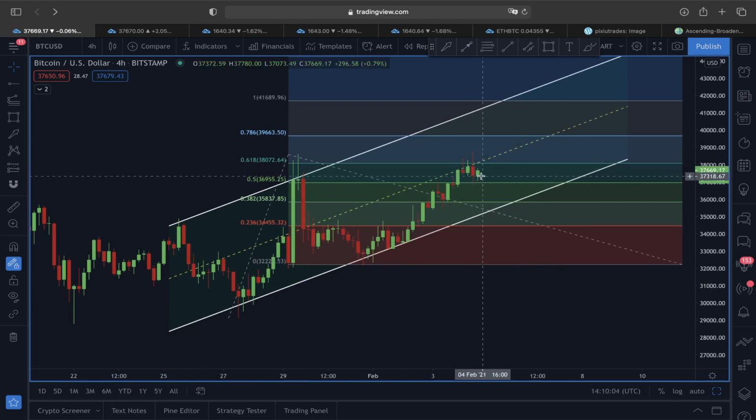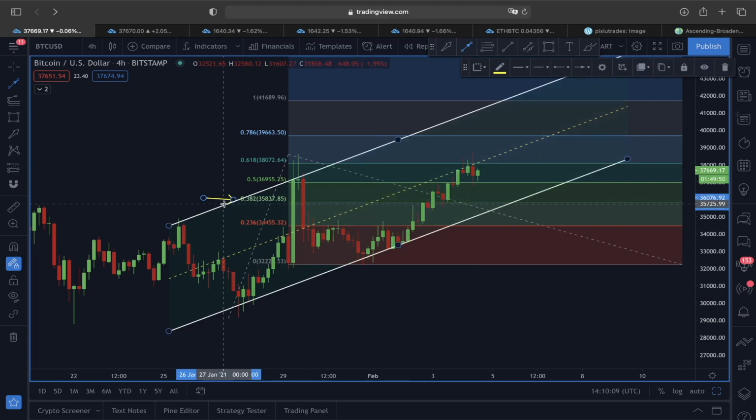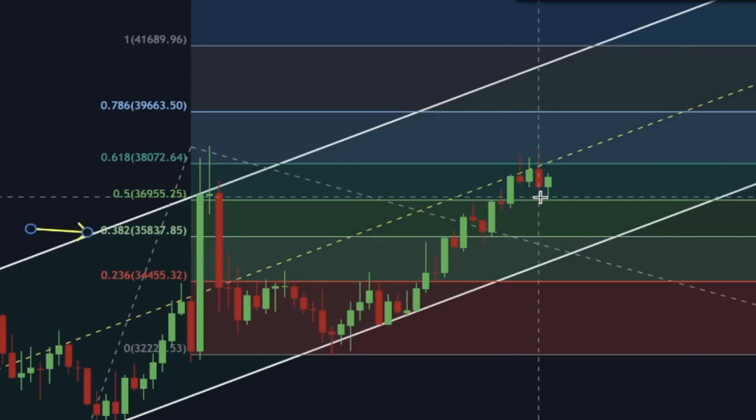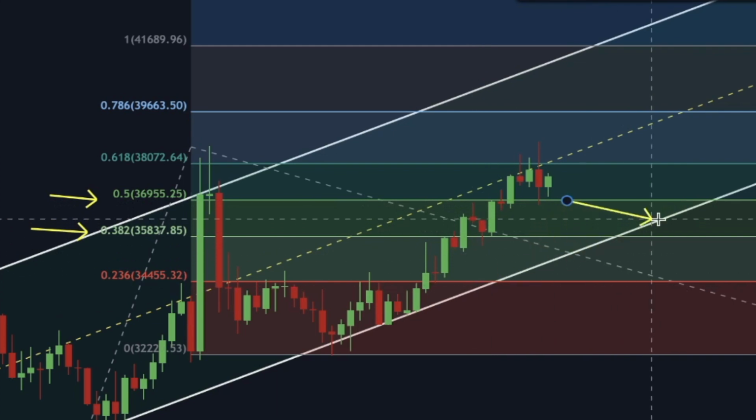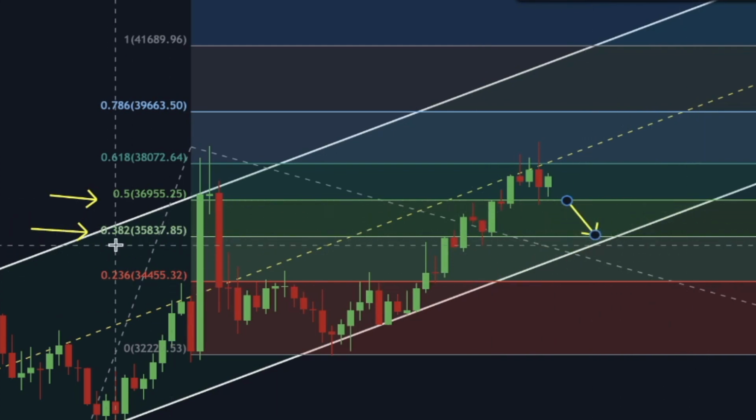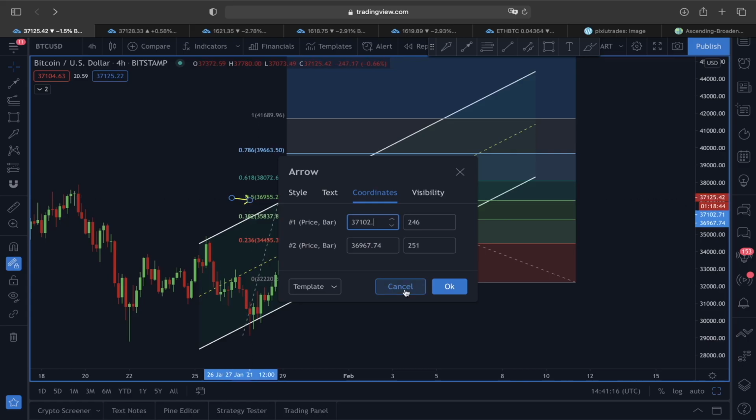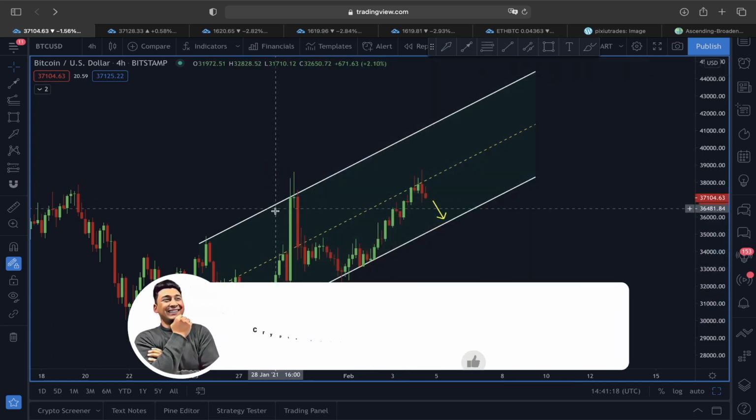And if this is going to be any sort of a rejection, then guys, we are going to look for this 0.382 Fibonacci extension level to be in a support line, because this 0.5 here around this 36,955 did have a support there. You can see the weak rejection here to the downside. And now if this support is going to get broken, then the lower support is going to be around this lower line of this ascending channel, or this 0.382 Fibonacci extension level, which is going to be around the 35,837 price level.